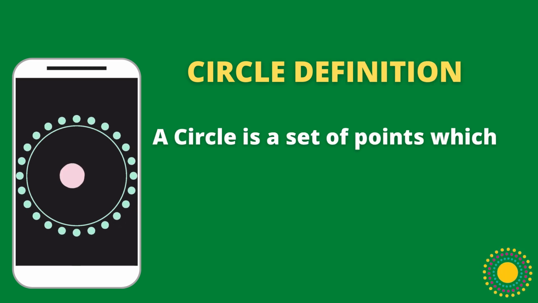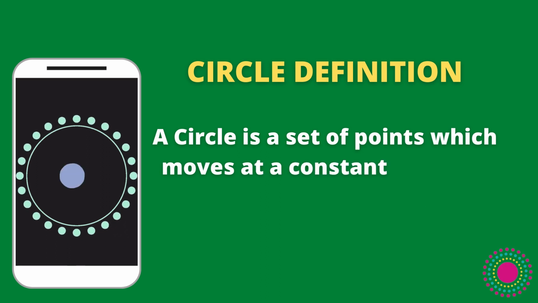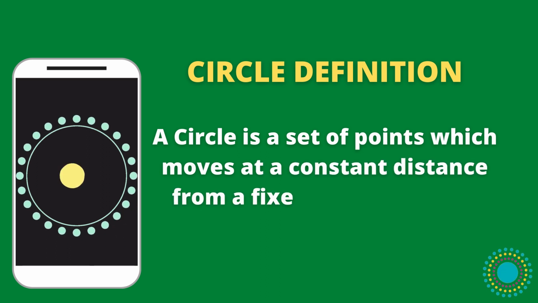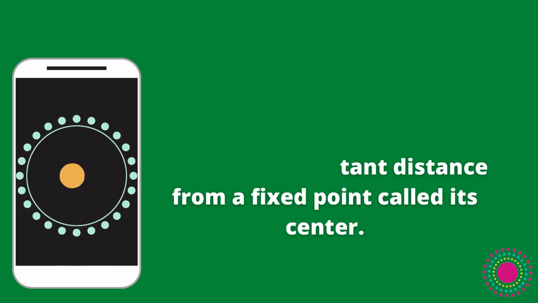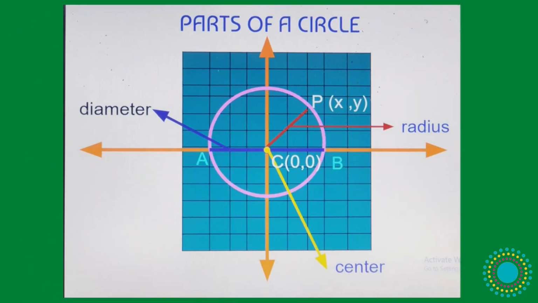In mathematics, we define a circle as a set of points which moves at a constant distance from a fixed point called its center. The parts of a circle are given in this slide. So as you can see, we have the circle and the fixed point. The fixed point is what we call the center. Then we have segment CP. Segment CP is the radius of the circle. The radius is a line segment from the center to any point on the circle.